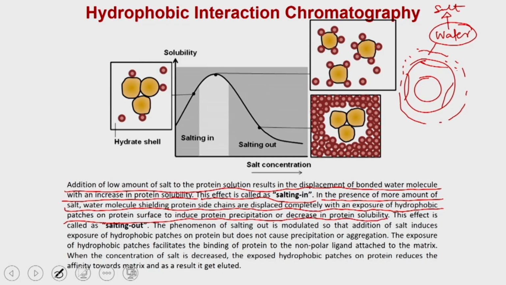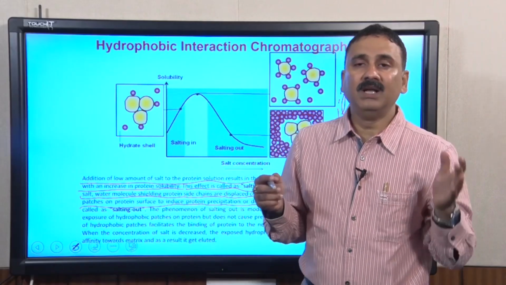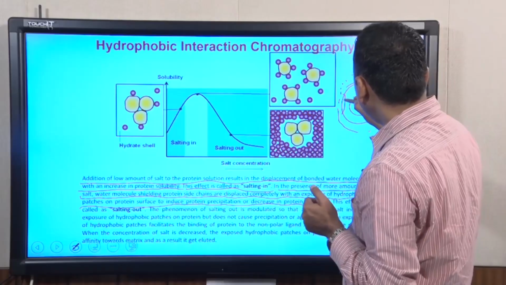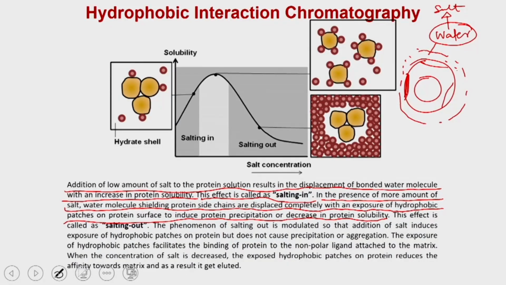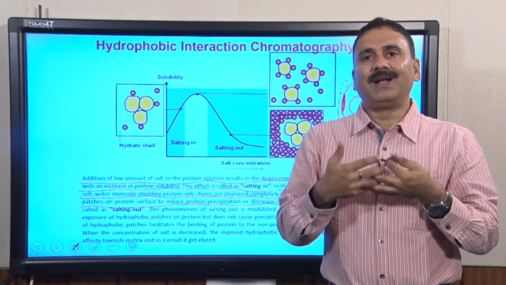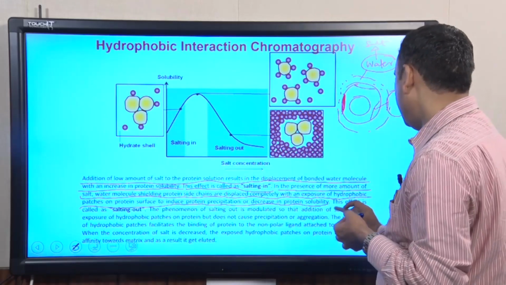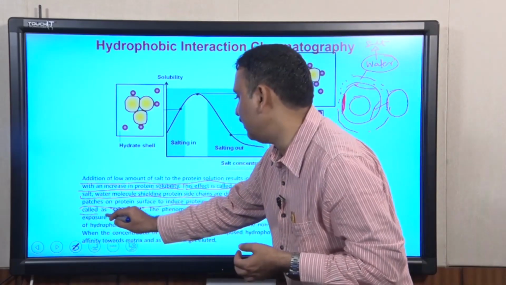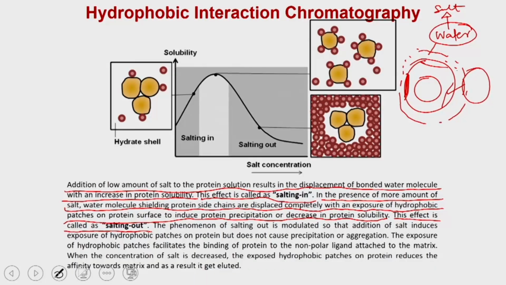So, the solubility of the protein is going to increase as long as you are not removing the hydration shell, which is protecting the hydrophobic patches. Once you remove the water and expose these hydrophobic patches, the hydrophobic patches on one protein are going to interact with the neighboring protein, and that is how it will induce either the precipitation or the aggregation of these proteins. This effect of reducing the solubility is called salting out, which means this is going to remove the protein from the solution.